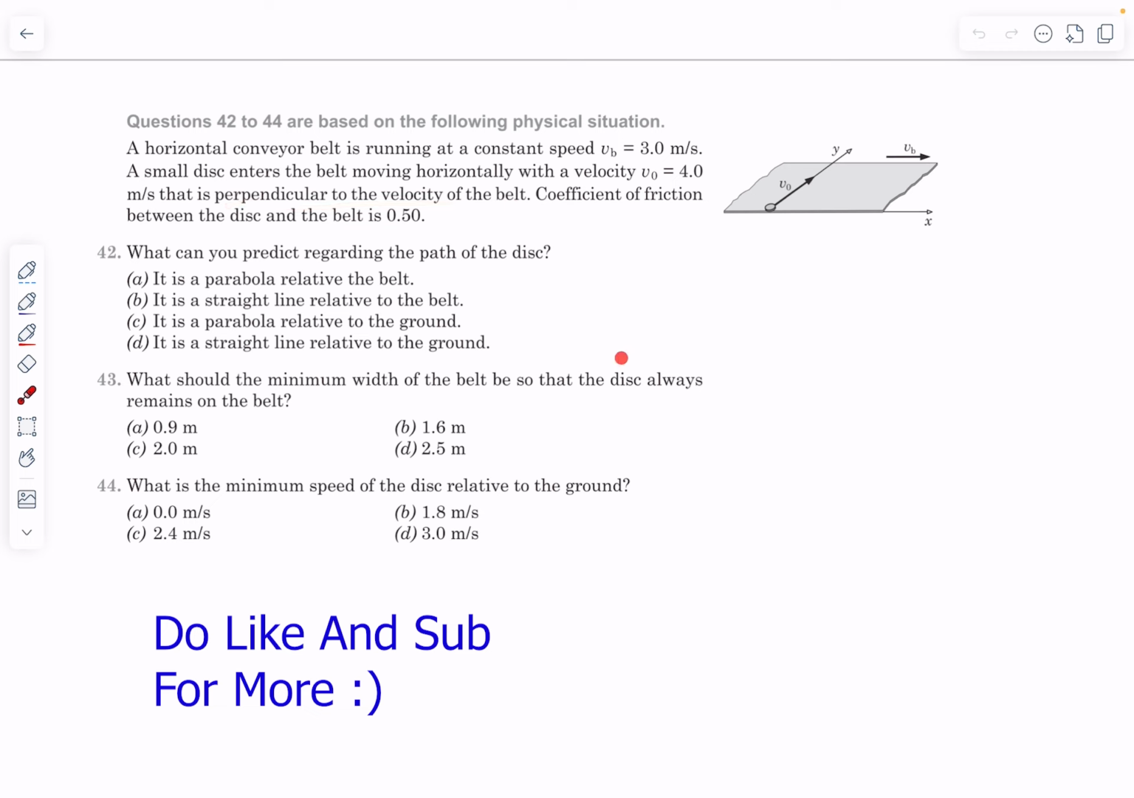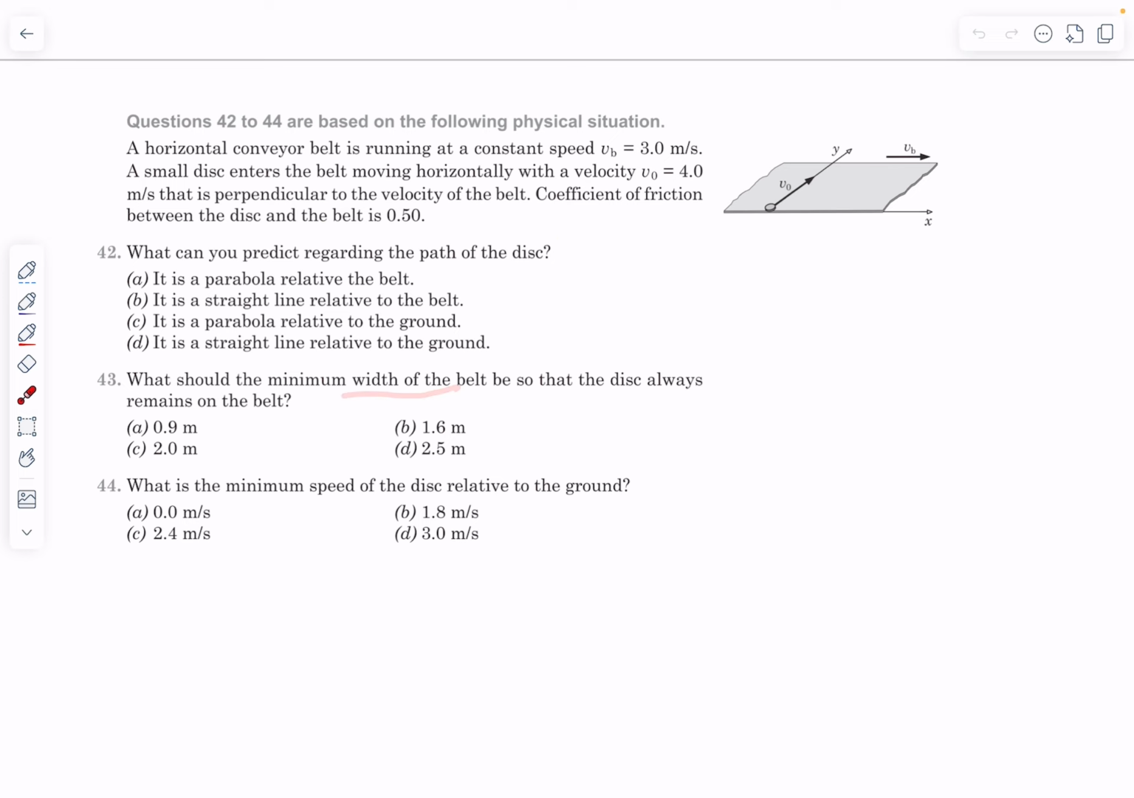Okay, so basically from the top view, the belt is moving in the x direction and the disk enters in the y direction, and their speeds are given. Now the coefficient of friction between the disk and the belt is 0.5. Okay, so then the question is asking the trajectory. What is the trajectory? What is the minimum width of the belt so that the disk always remains on the belt? And what is the minimum speed of the disk relative to the ground? Okay, so let's discuss these one by one.